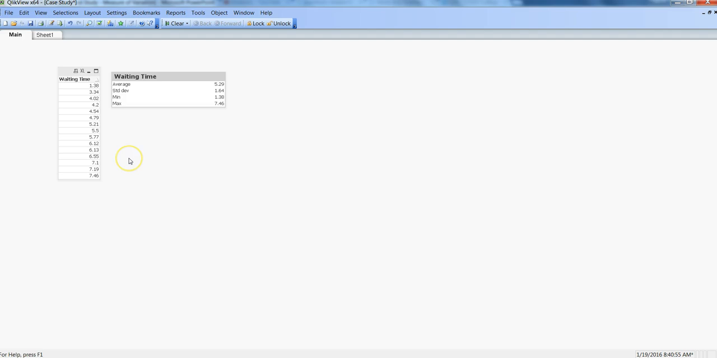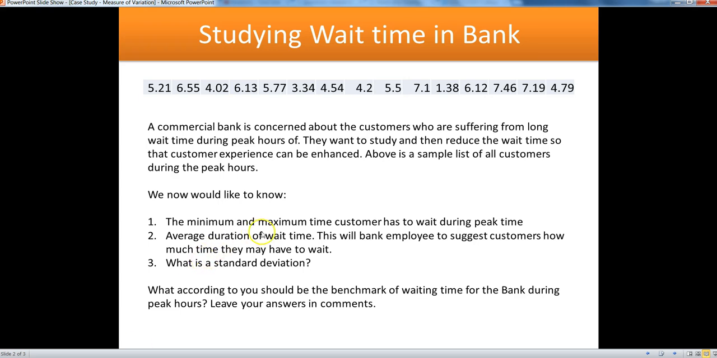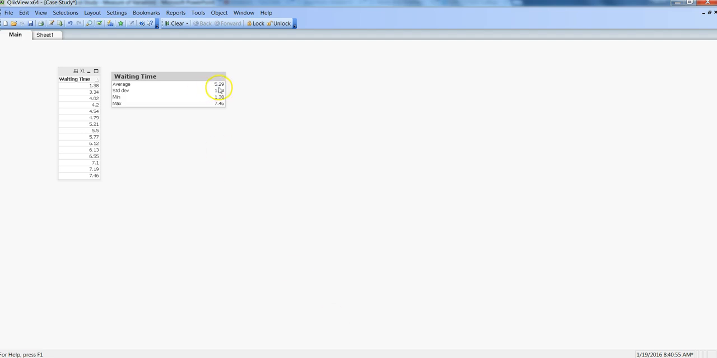So after this, the question we were asking is, what according to you should be the benchmark of waiting time for the bank during peak hours? In that case, would you choose the average, or would you like to reduce it by one standard deviation, or what would you do? So think about this, what we can really do.